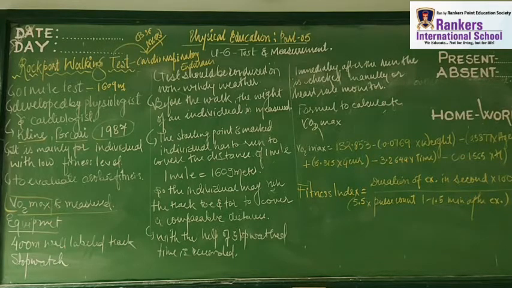So basically, this Rockport walking test, which also measures cardiovascular fitness and aerobic fitness, is also called the 1 mile test. This test is very good to measure the cardiorespiratory fitness of an individual. Thus we can say the objective of this test is to monitor and develop the athlete's maximum cardiorespiratory ability. What does it help to enhance? Maximum cardiorespiratory ability. Again, it will measure the maximum cardiorespiratory ability.